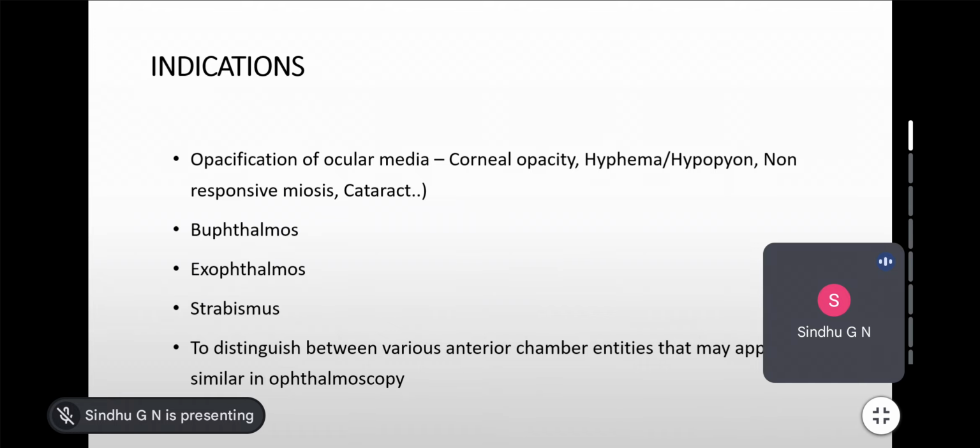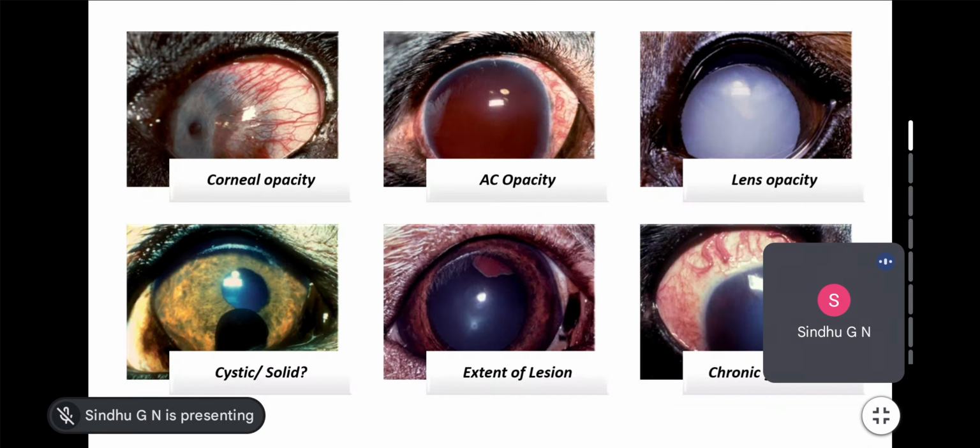So, first image, there is an opacity in the cornea. We cannot see anything behind that. Second one, anterior chamber opacity. There is severe hyphema. We don't know what is behind that. We can't see the iris or lens or fundus. Third one, lens opacity, cataract. The iris we can see, the cornea we can see, the anterior chamber we can see, but the vitreous and fundus are not visible.